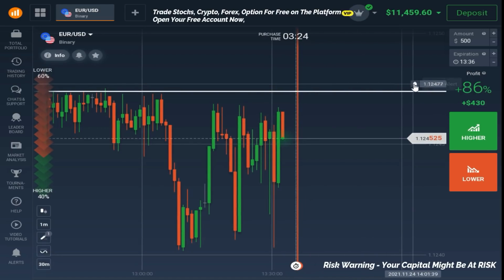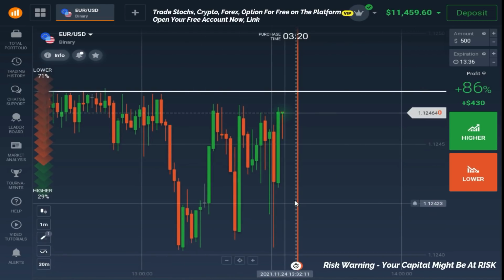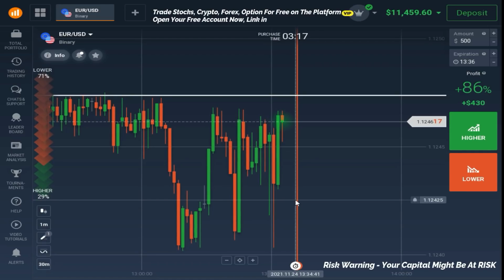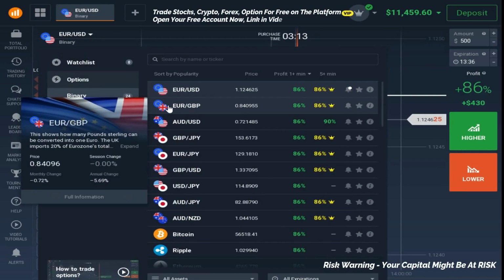I will try to create an alert. So this is the alert. We will switch to a different chart to find more trading opportunities, because I don't want to waste your time.